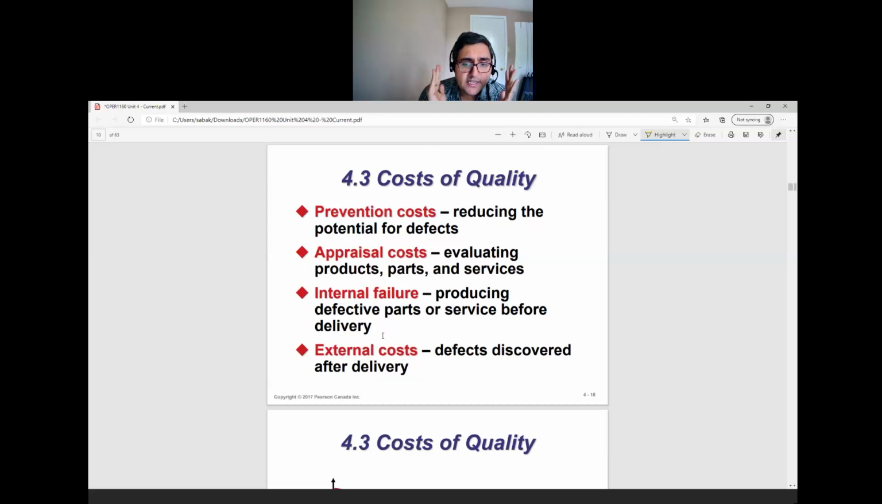Now the first thing is, I want to check whether there is any defective piece that I'm manufacturing. So there should be a person, or a team, which is responsible for monitoring the quality of this particular product, which is called the prevention cost. So the prevention cost is reducing the potential for defects. This is the cost which is associated with employing the people for doing this quality checking.